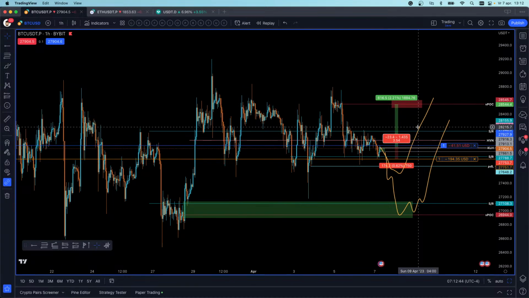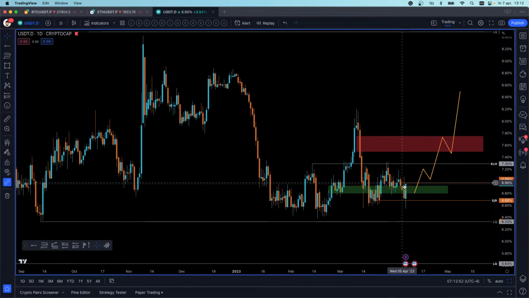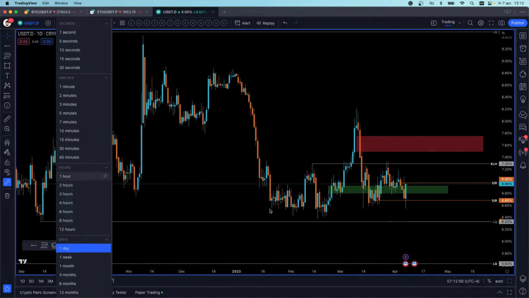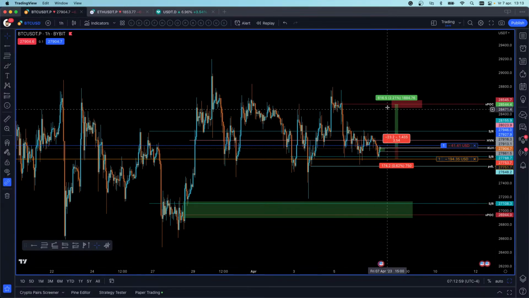Many probabilities at the moment, but we are reaching that SR, so hopefully it can reject that level, back to the downside, take liquidity, and then we can see if we can head towards that level.